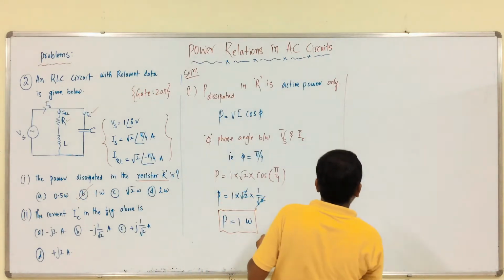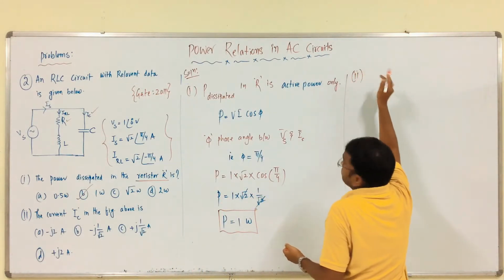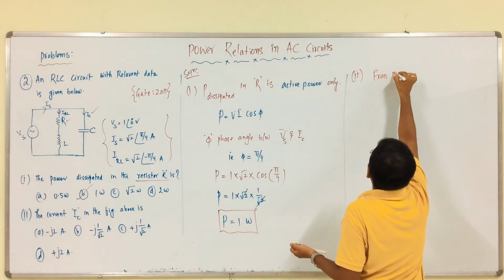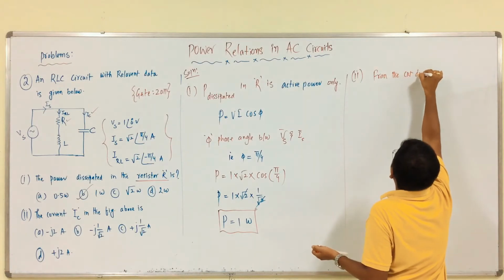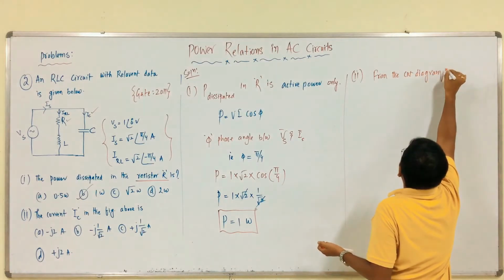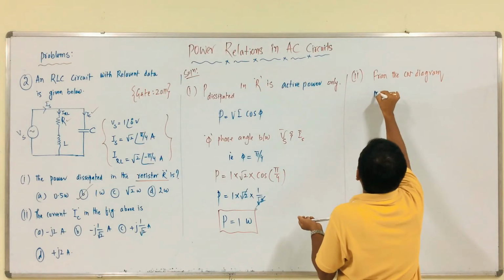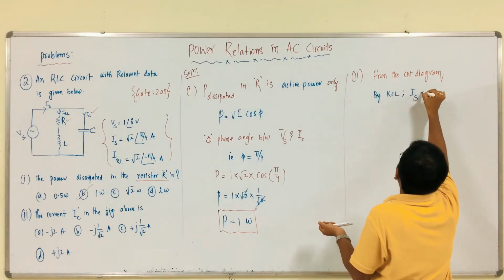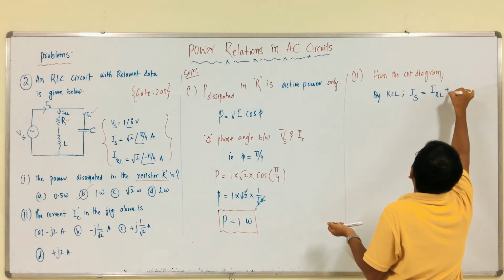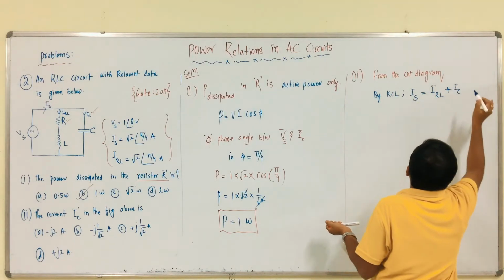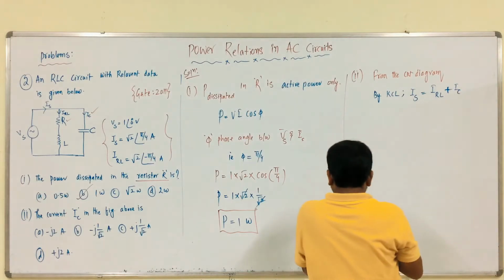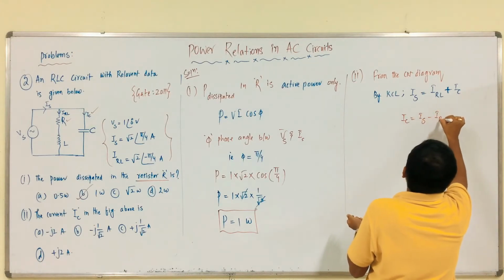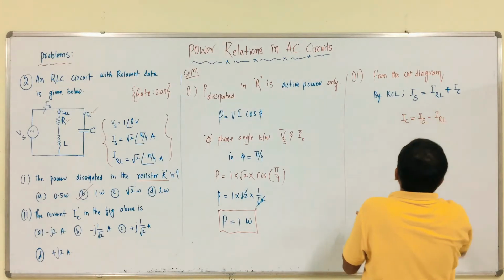Next, the second one, the current IC, from the circuit diagram. By KCL, source current is equal to current through the branch RL plus current through the branch IC. That is it. From this, IC is equal to IS minus IRL.